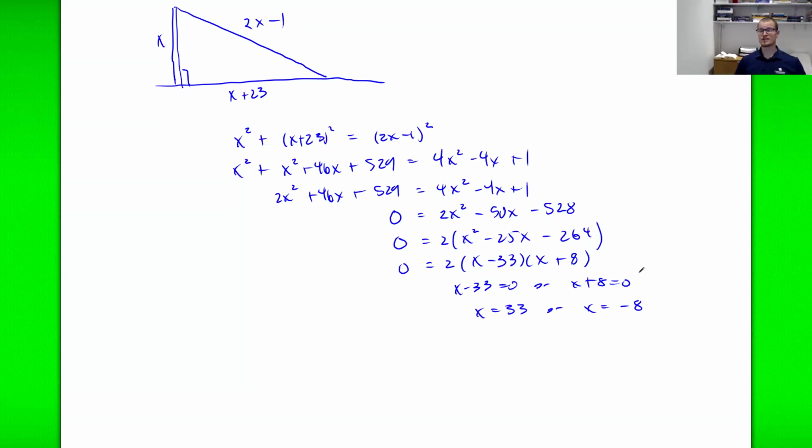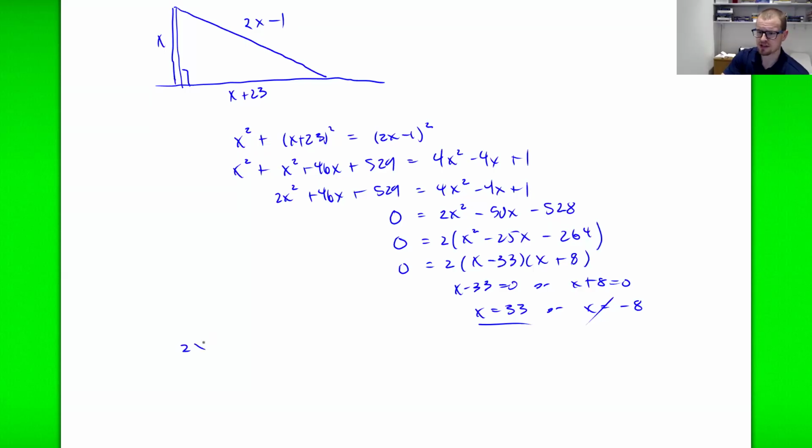Now we should ask ourselves, which of these makes sense? Does it make sense for us to have a pole that's negative 8 feet long, that is 8 feet into the ground and doesn't extend upward? It doesn't make sense. We want a pole that has a height of 33 feet from the ground, from ground up 33 feet. So this is the answer that we want. We don't want the negative version.